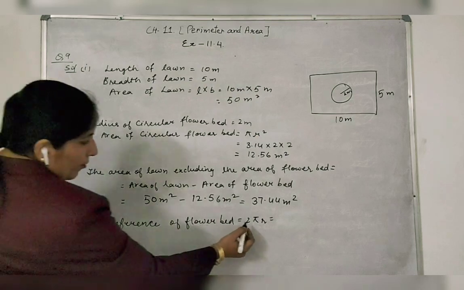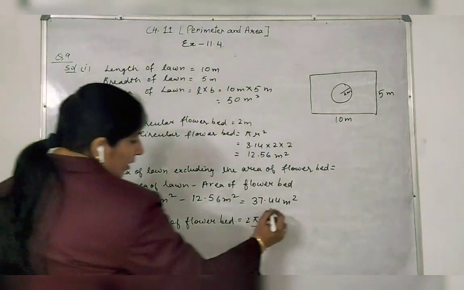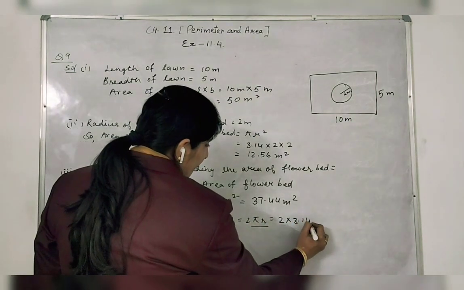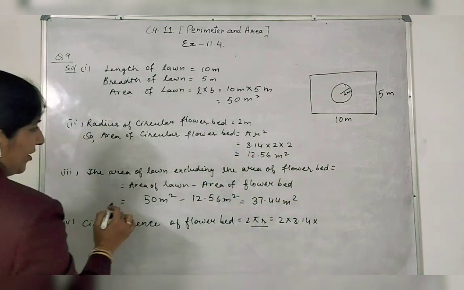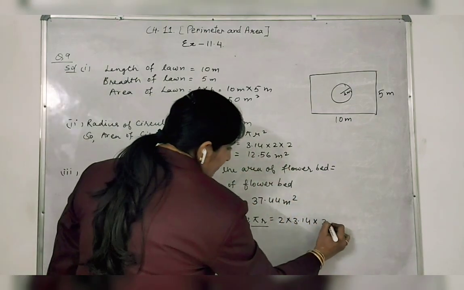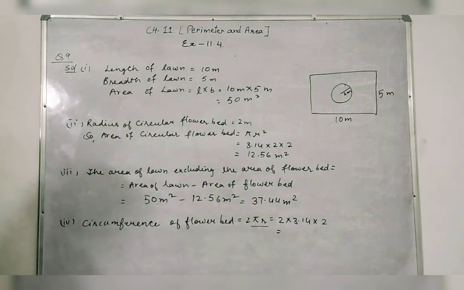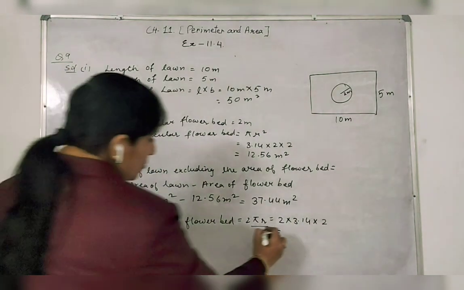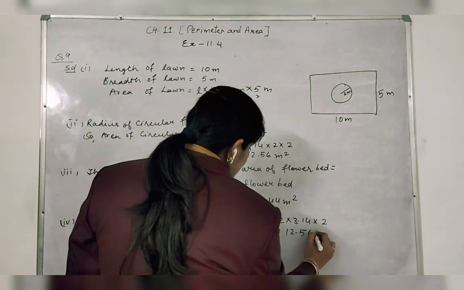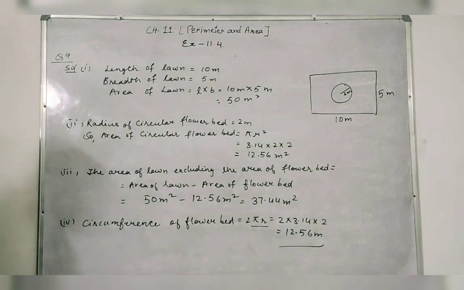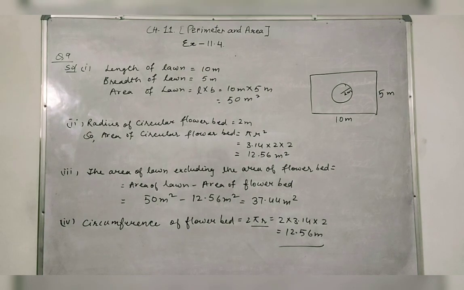Now it is time to calculate the circumference of the flower bed. So the circumference formula here is 2 pi r. Now 2 multiplied by 3.14 multiplied by r. R, the radius, is provided to us as 2 meter. So after the calculation, the circumference will be 12.56 meter. In this way we have covered all the 4 parts of this question. So this is the solution of question 9.